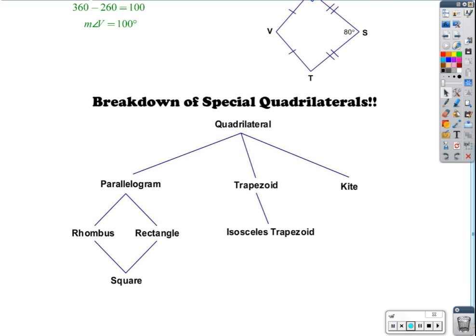The bottom of this page is a flowchart that breaks down all the quadrilaterals we've discussed in this unit. Take a look at it, process it, and be ready to do some practice problems in class.